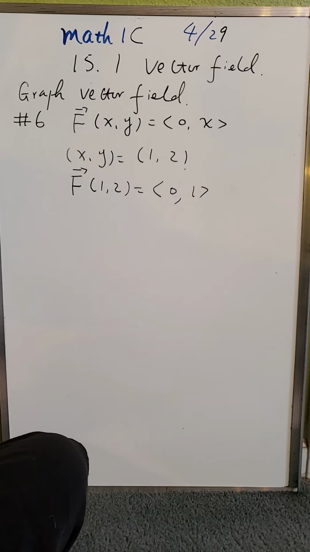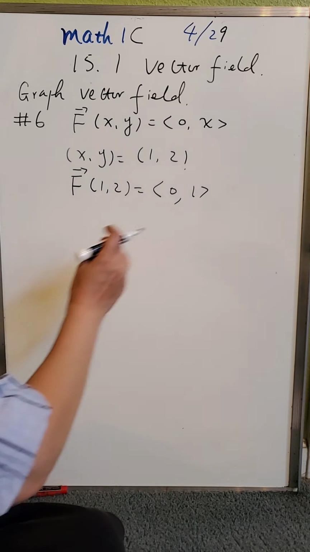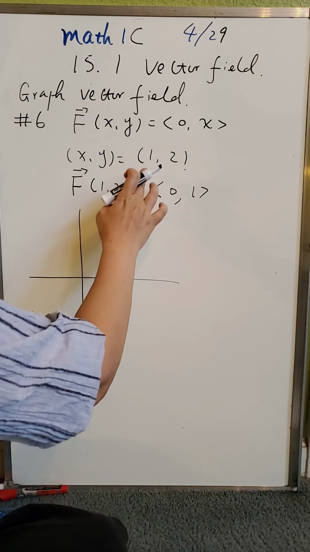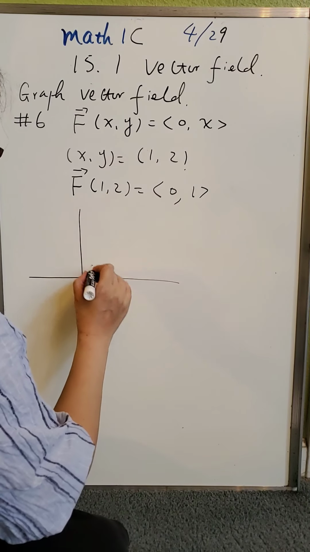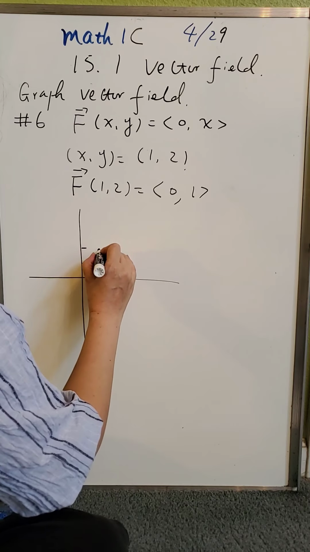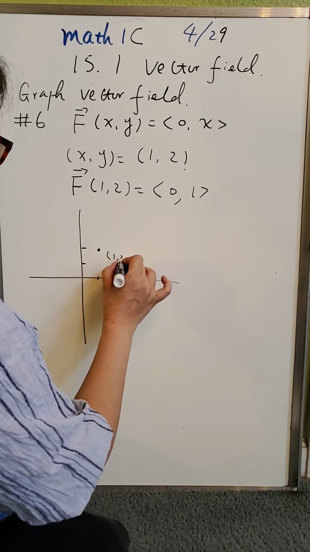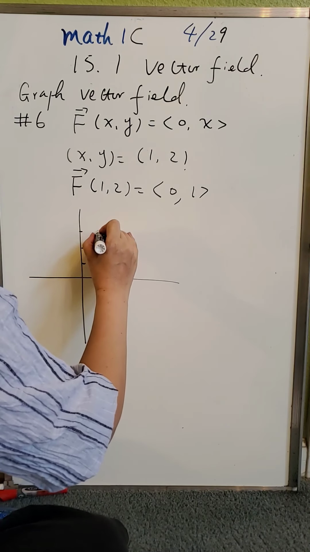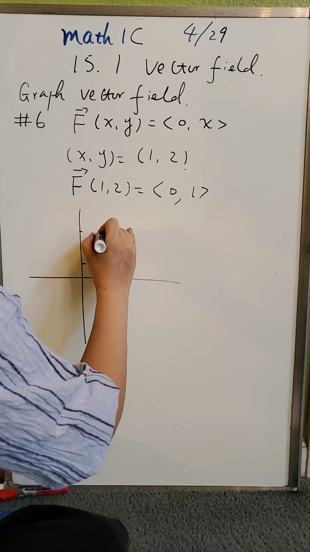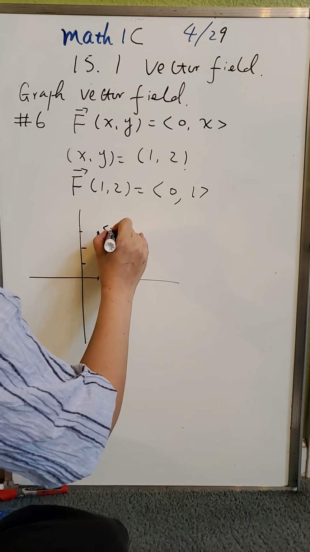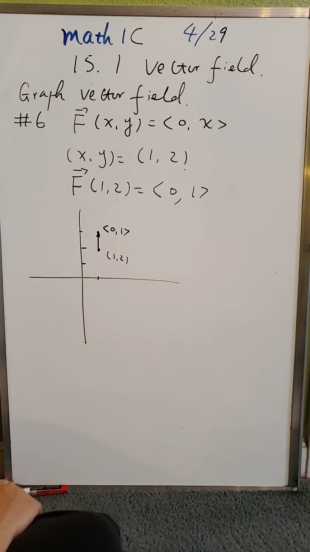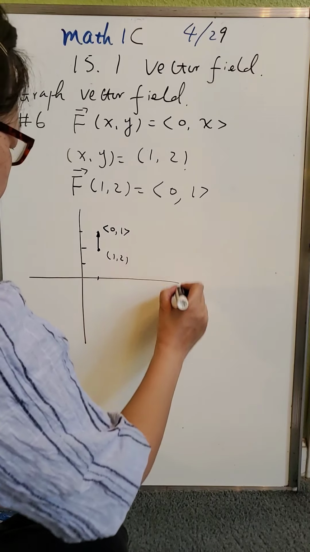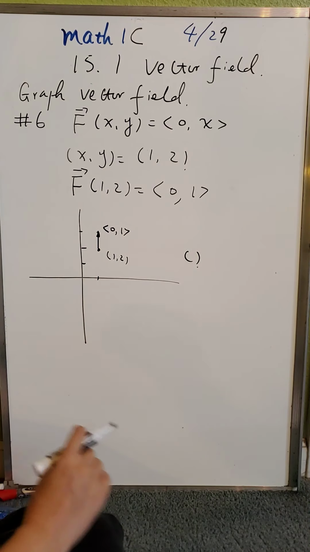And now we're going to graph. So you go to 1, 2. You go x equals 1, y equals 2 right here. From this point, which is 1, 2, you add the vector 0, 1. So you go one more unit up. So this is the vector 0, 1. That's how you graph, and then you will see a bunch of them, so you can match the answer. This is answer C in your homework, in the book.